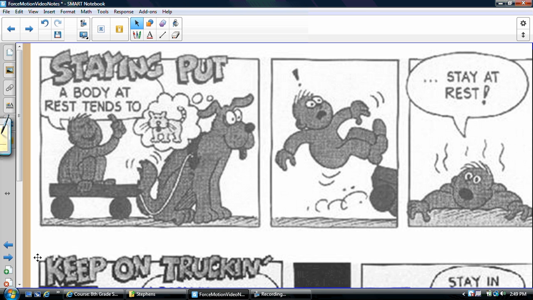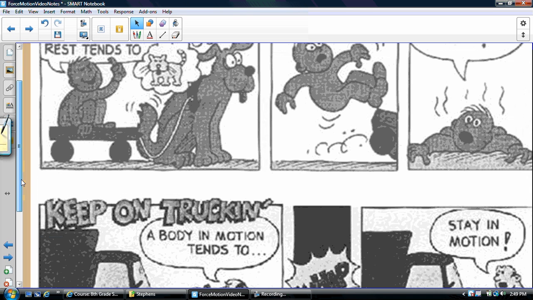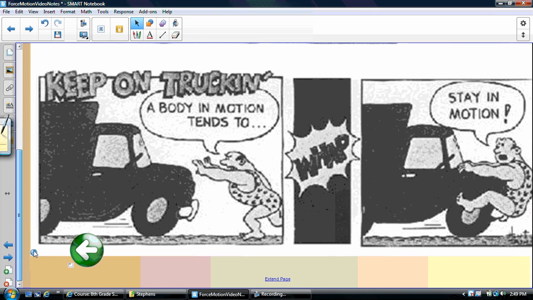So I thought this was pretty funny. A body at rest tends to stay at rest. A body in motion tends to stay in motion. I thought that was kind of cute.